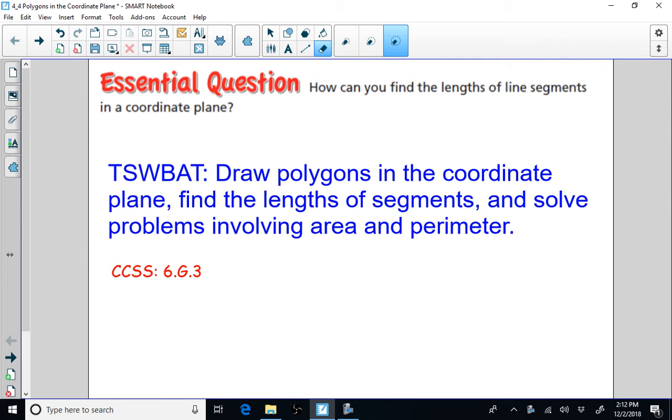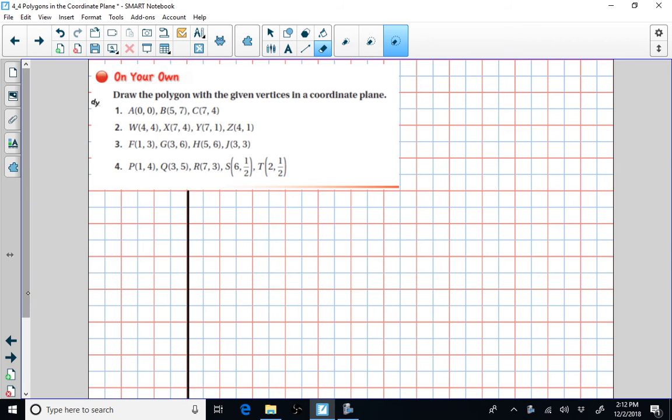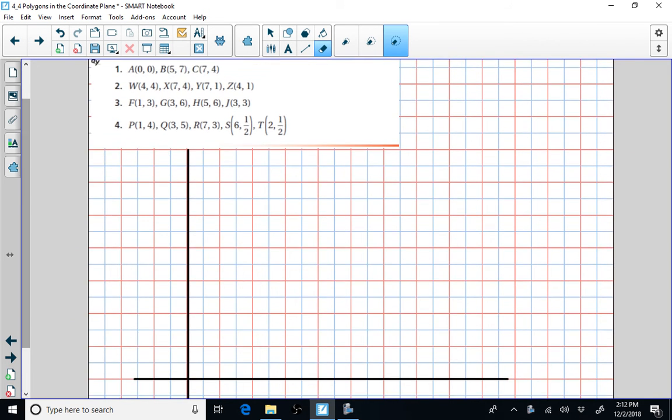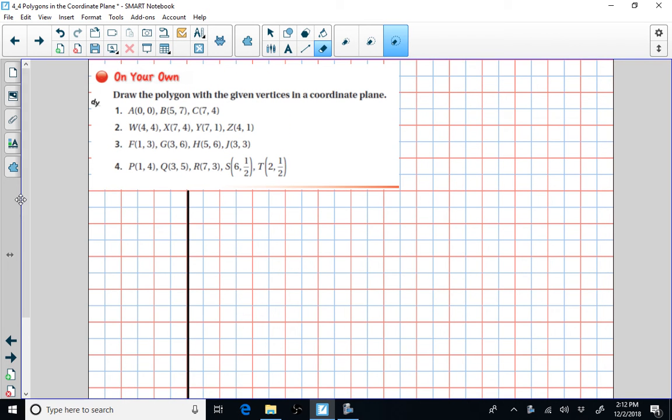Our lesson today, students will be drawing polygons in the coordinate plane. They will find the lengths of segments and solve problems that involve area and perimeter. In our first example, we're given a coordinate plane, just the first quadrant, and we're asked to draw the polygon with the given vertices in the coordinate plane.